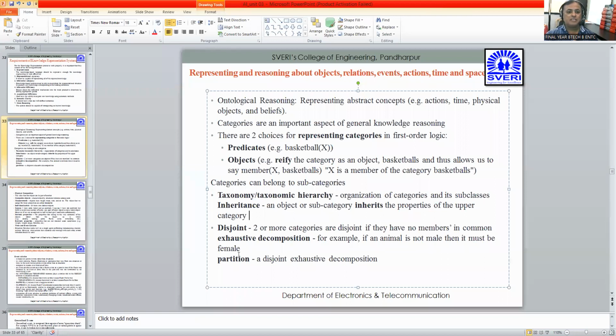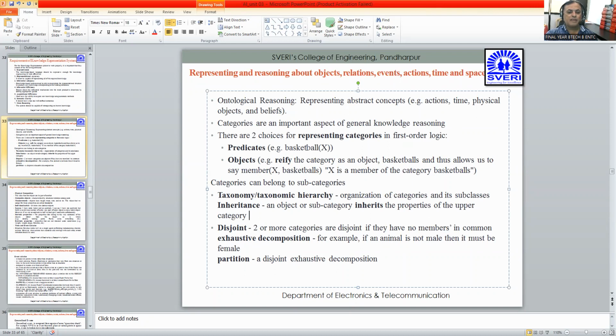The second one is the disjoint. Two or more categories are disjoint if they have no members in common. So if they don't have common things, then we can say that they are disjoint. That means they are not connected. Exhaustive decomposition, for example, if an animal is not male, then it must be female. That is called the exhaustive decomposition. And then the partition: a disjoint exhaustive decomposition is called a partition. So all these things come under the subcategories.